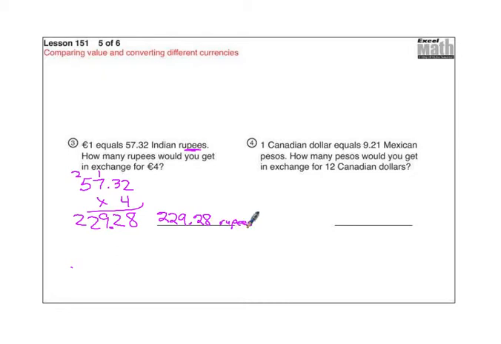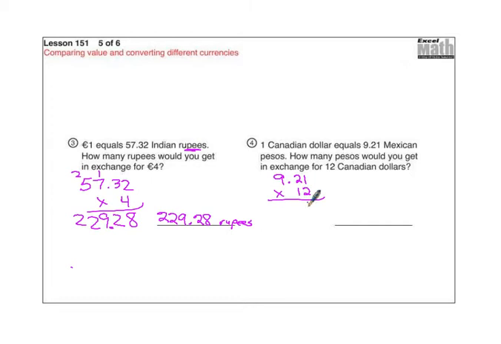All right, you should have already done number 4. A Canadian dollar equals 9.21 Mexican pesos. How many pesos would you get in exchange for 12 Canadian dollars? 9.21 times 12. Good.